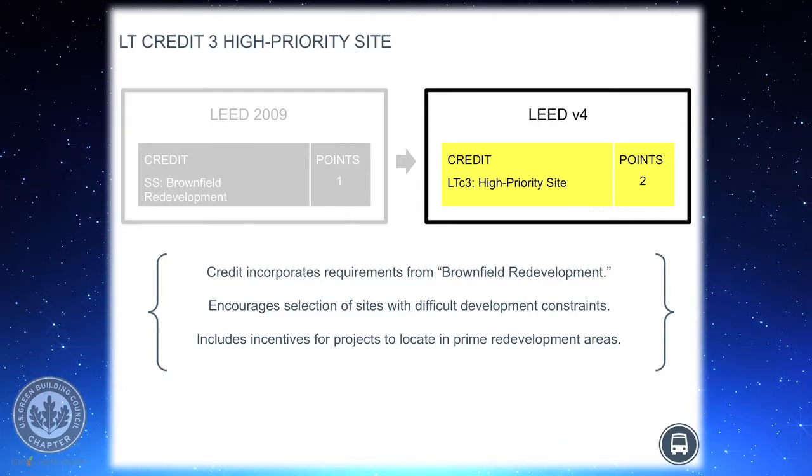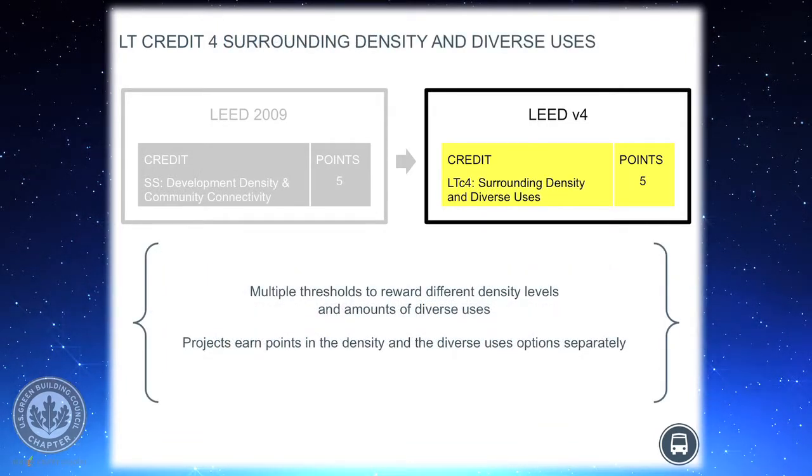The next credit is surrounding density and diverse uses. Here we've allowed projects to earn either density or diverse uses or both, a slight change from 2009. And then we have modified the density levels a little bit to reward different entry points of density for the requirements.